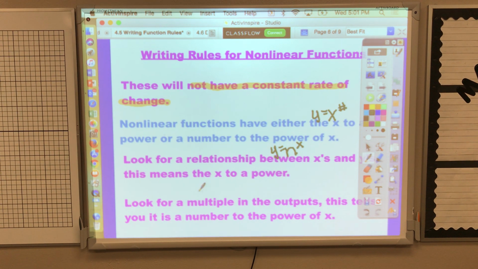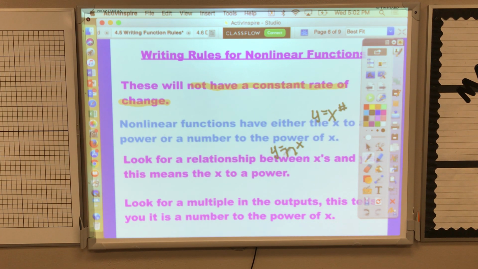Look at the relationship between the x's and the y's. Okay, if there's a relationship there, this means that x is being taken to a power. Are you taking that input times 3 every time? Are you taking that input times 8 every time? Okay, and you'll see that when we look through the next one.